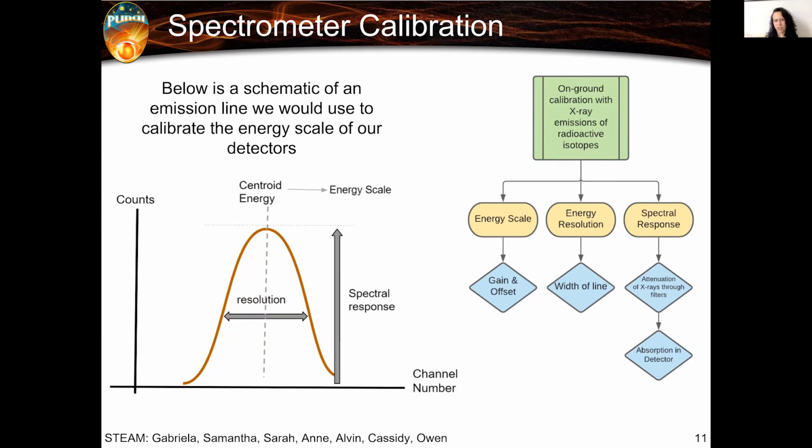And given that we know the energy of the emission lines we're seeing from the isotope, we can determine which channel number corresponds to an energy, thus giving us our energy scale and gain and offset values to calibrate. And from the width of the line, we can determine our resolution. And from the height, which is the number of counts we get compared to the number of counts that we're expecting to get, we can determine the spectral response of our detectors and how well the X-rays are being captured by them.